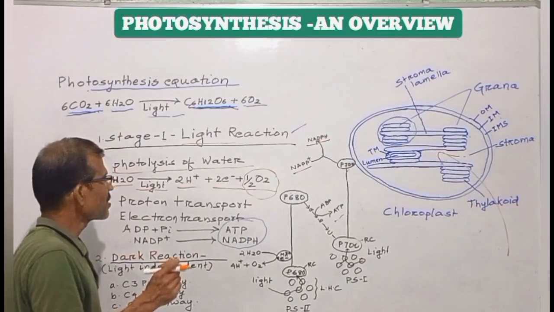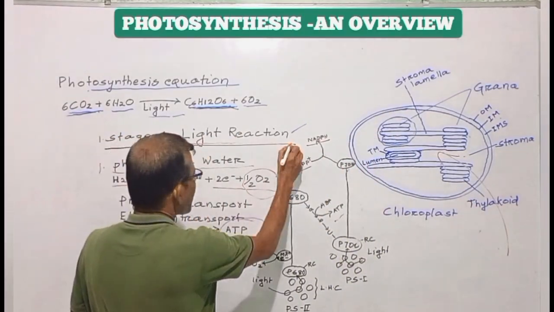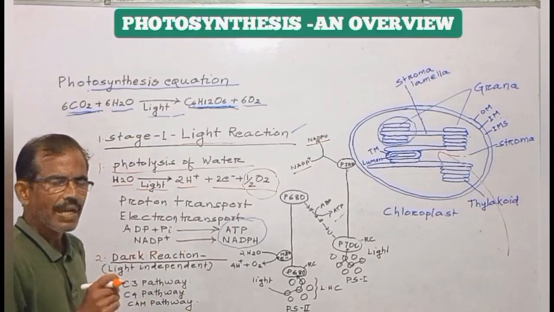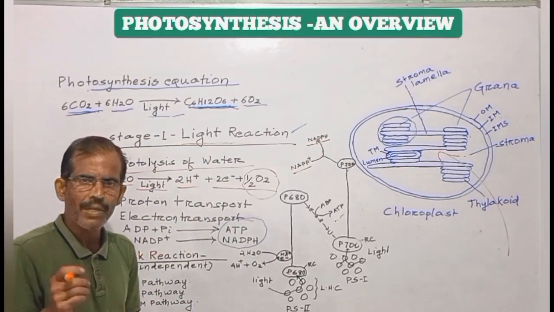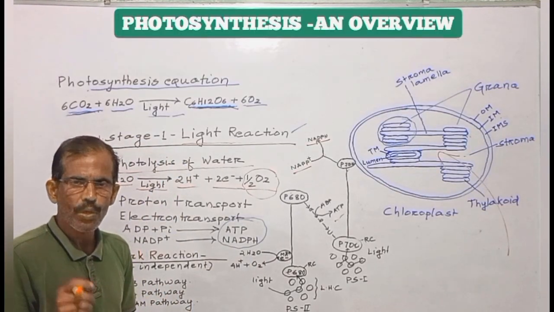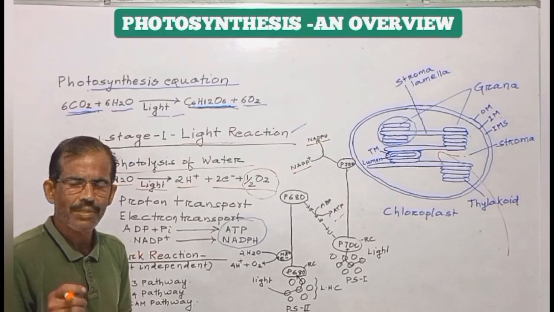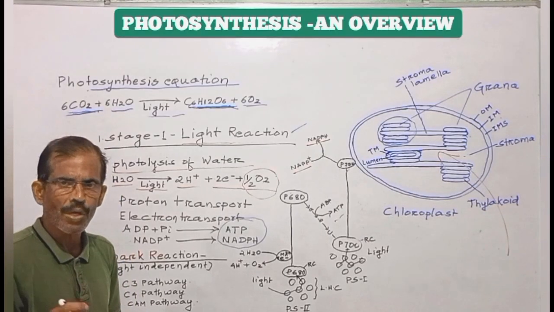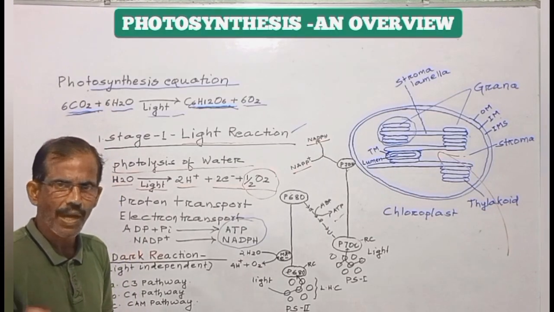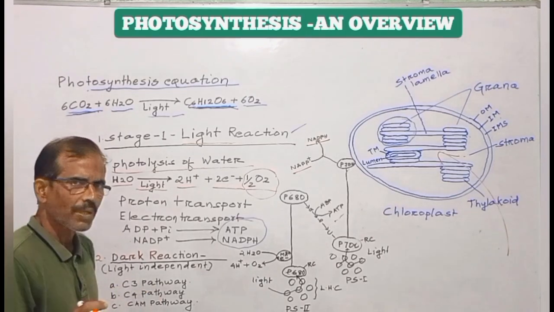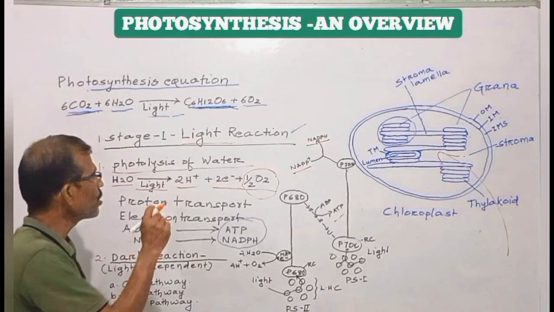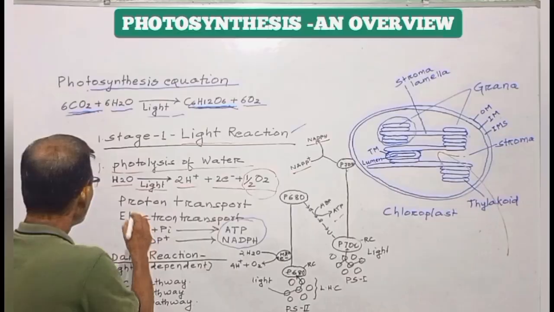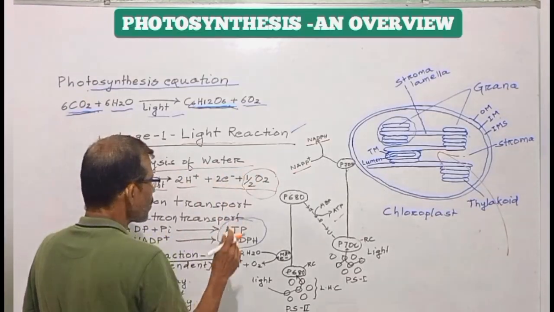Then come to stage 1, known as light reaction. As this reaction is dependent on light, it is also known as light-dependent reaction. It does not occur in the absence of light. Many important events occur during light reaction. First one is photolysis of water.